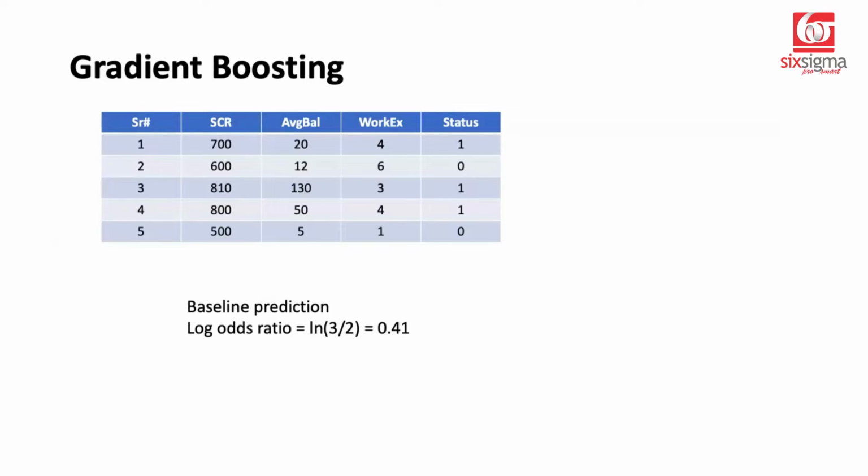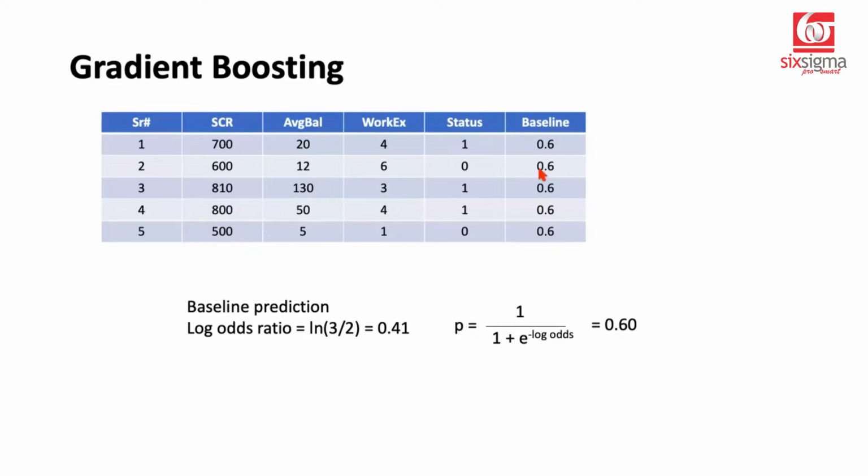Now, log odds can be conveniently translated into probabilities, as we've seen in the logistic regression examples, using the sigmoid function. So 1 over 1 plus e to the power negative log odds would give us the probabilities. This probability that we have computed is our baseline prediction. Now we will have to update this in the table. For all the cases, right now, the baseline prediction is 0.6.